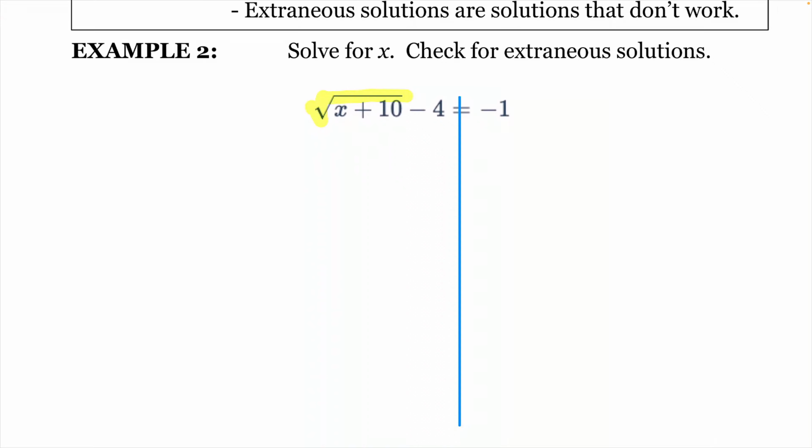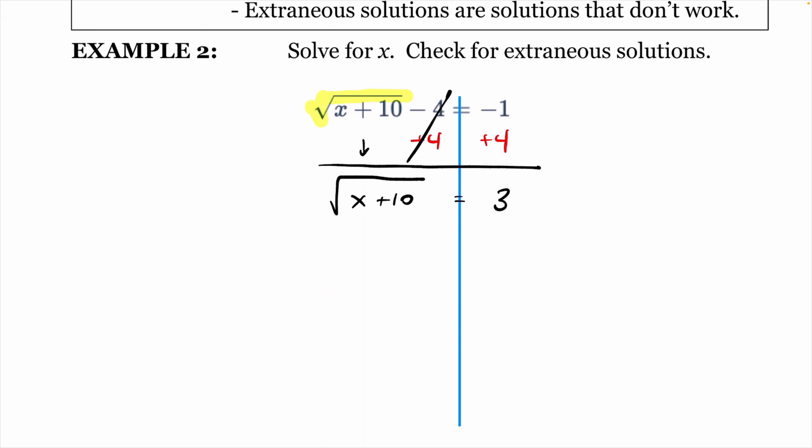Well, is there anything else except the square root on the left side? There's a negative 4, right? The negative 4 is not inside the root. It's outside. So what step 1 says is I have to get rid of that negative 4. Well, how do I do that? How do you get rid of something when you're solving equations? Add it to both sides. Good. Plus 4, plus 4. You guys have done this many, many times. So then I bring my root down, x plus 10, and then I get positive 3, right? So now the only thing I have on the left side of the blue line is a square root. That's what I want. That's step 1.